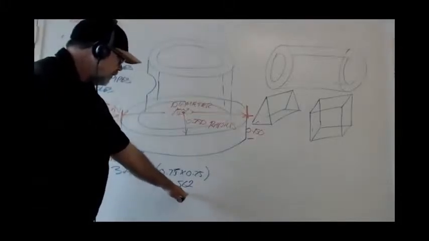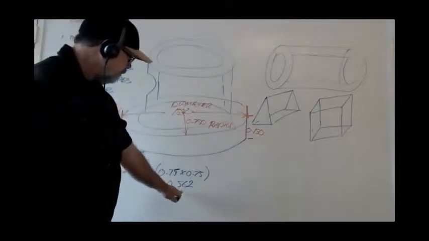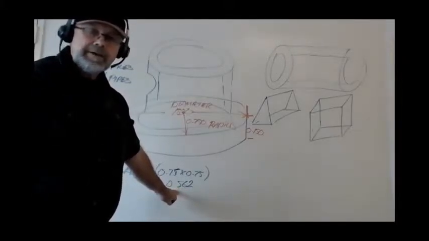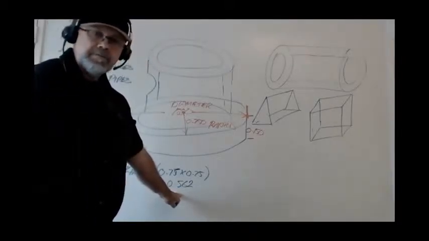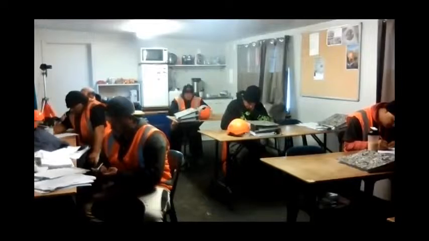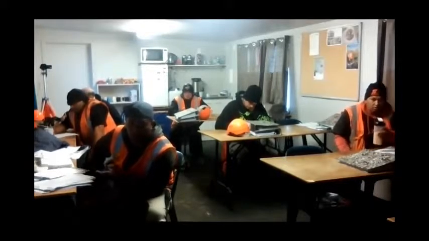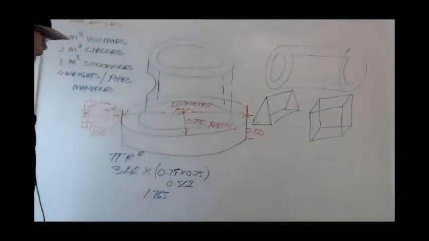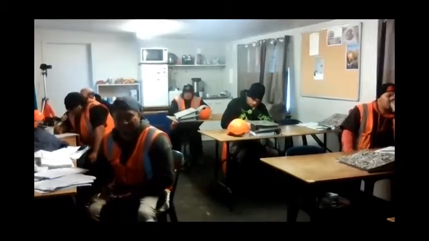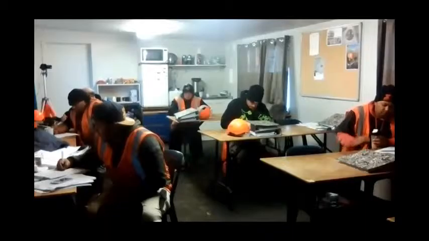So 0.562. Now we've got two numbers here. We've got 3.142 multiplied by 0.562. So just do that calculation for me. 3.142 times 0.562. 1.765. 1.765? Yep. That's fine.